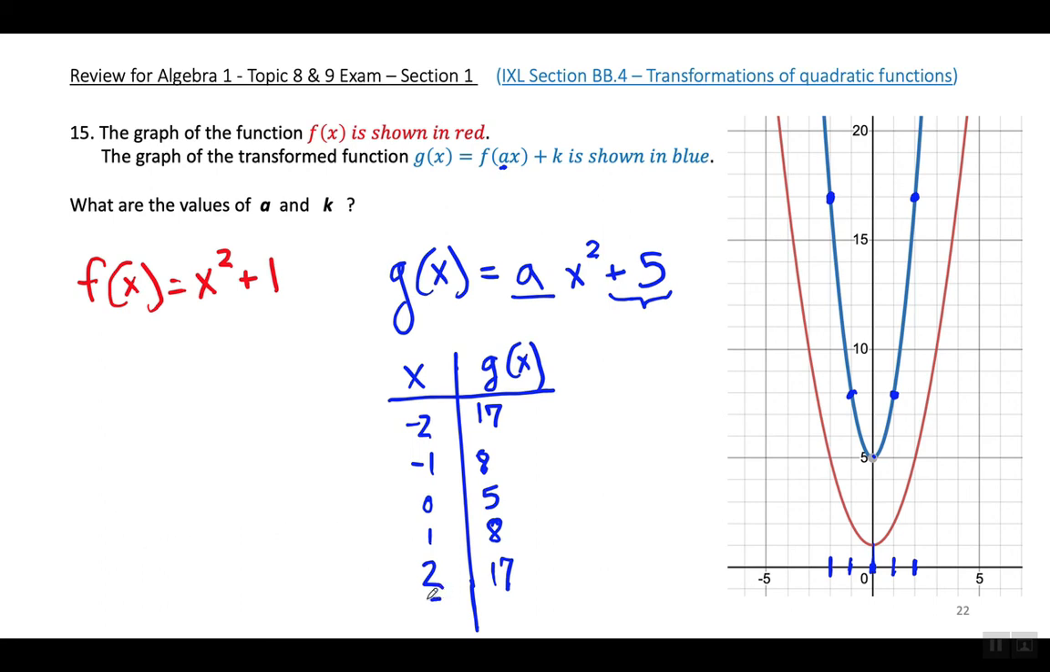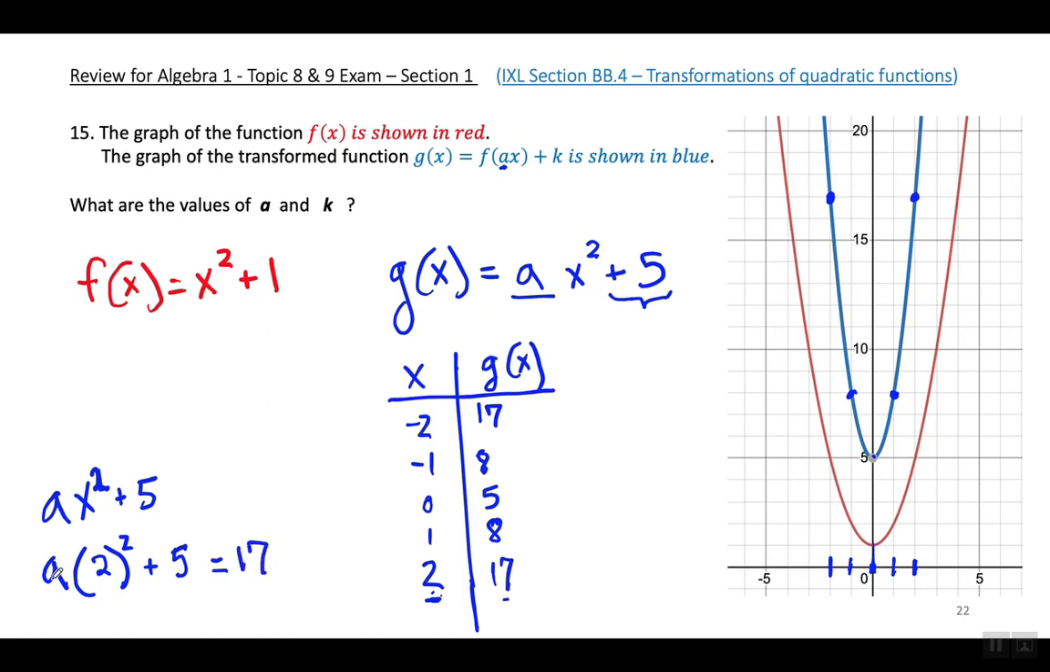So look at, for example, look at this. Let's say we take x equals 2, all right? Let's say I take 2 and plug it in here. So when x equals 2, I'm going to write this part out. Instead of writing ax squared plus 5, let's write a. I said when x equals 2, so a times 2 squared plus 5 has to equal 17.